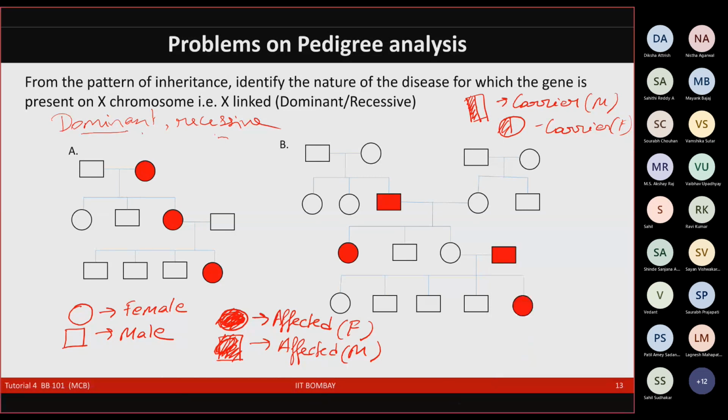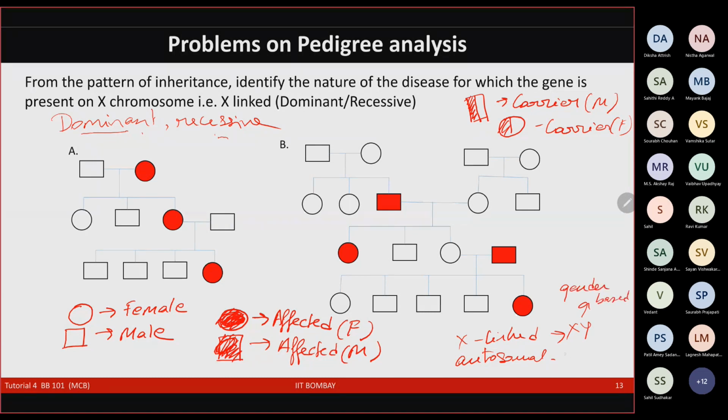Okay, so taking example number 8. Another thing I want to say is that in pedigree analysis, there are two kinds of diseases you have to know: one is X-linked and one is autosomal. X-linked means these are related to the X and Y chromosomes, the sex chromosomes. So these diseases are always gender-based.